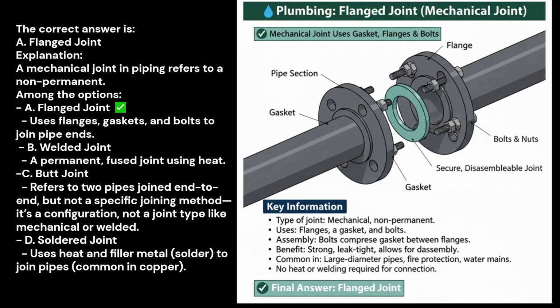In plumbing and pipe fitting terminology, mechanical joint often specifically refers to flanged joints, grooved couplings, example, Victaulic, or push-on restrained joints, but among the given choices, flanged joint is the best and standard answer. Final answer, A.